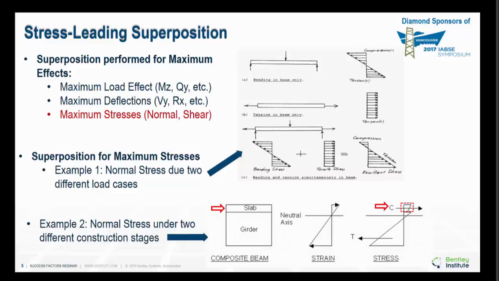Another example is when we have different construction stages, and the combination of the load in different stages may not give us the maximum effect. So we will have this option by adding the superposition stresses as a leading component in RM Bridge.